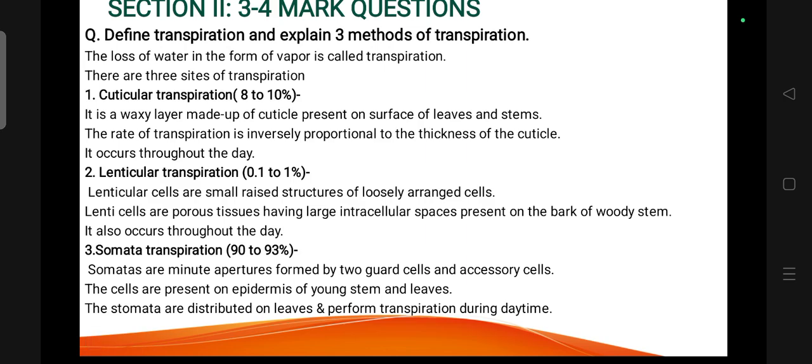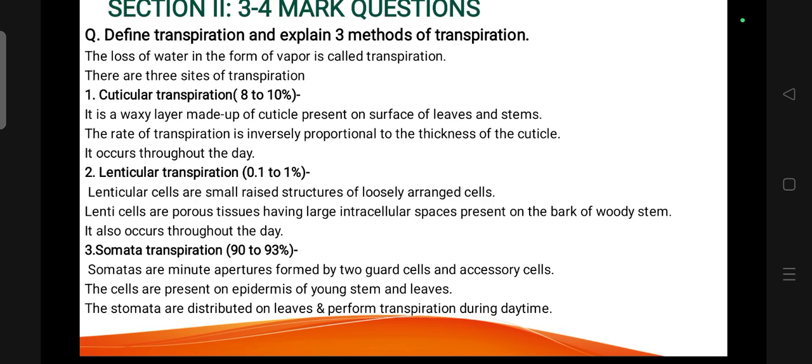Define transpiration and explain three methods of transpiration. The loss of water in the form of vapor is called transpiration. There are three sites. First, cuticular transpiration, 8 to 10%. Cuticle is a waxy layer present on the surface of leaves and stem. The rate of transpiration is inversely proportional to the thickness of cuticle. It occurs throughout the day.